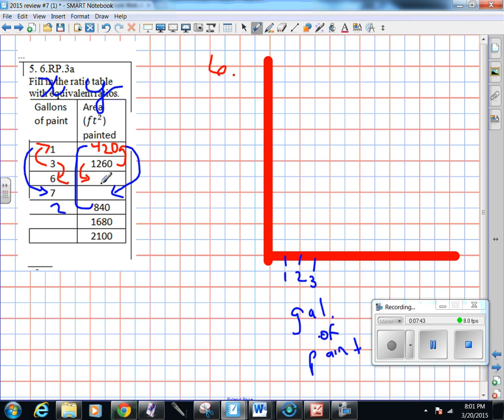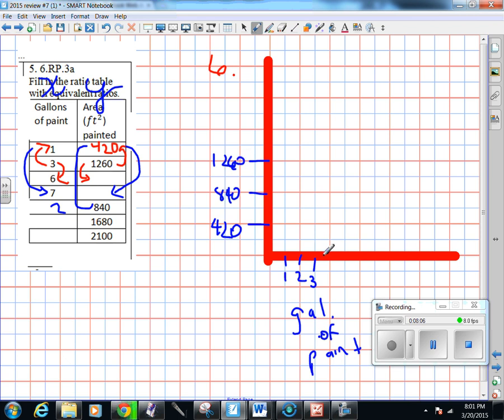And you need to fill in the rest of this chart. I just started you off. And then I'm going to count by 420s. And the reason I'm counting by 420s is because that was what my unit rate was. So how much I could paint with 1 gallon of paint. And so I go here and so forth.